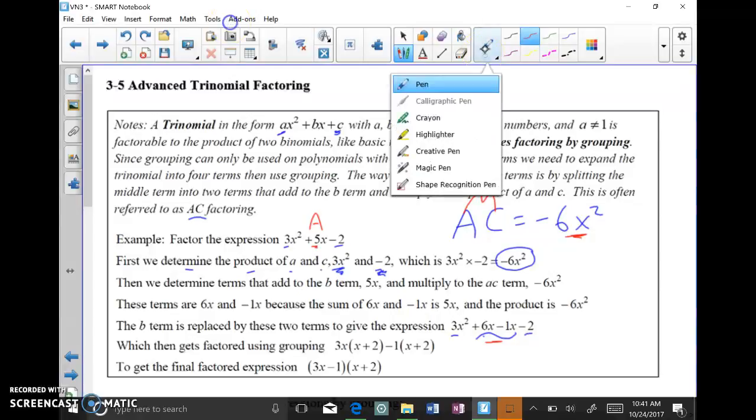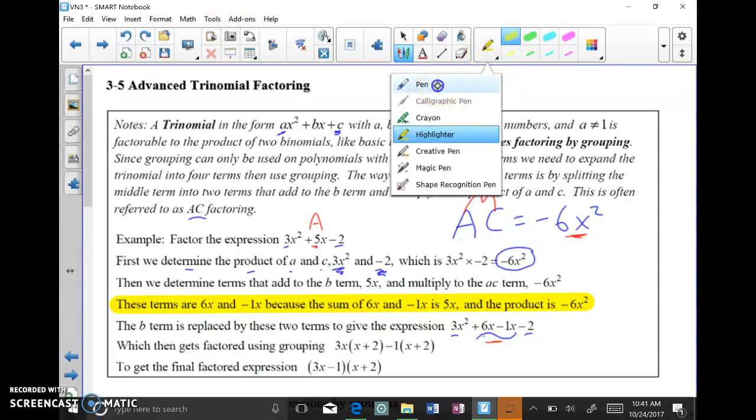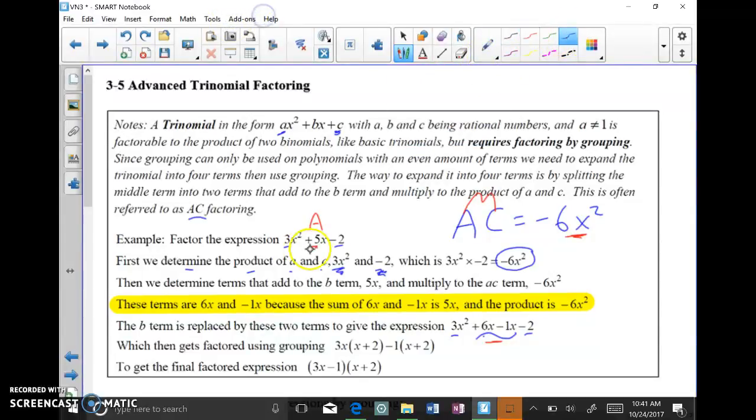Right here. Let me actually see. Let me use my highlighter. Those terms were 6 and negative 1 because the sum is 5x and the product is negative 6x squared. And so that is what we use to determine how to expand our B term.